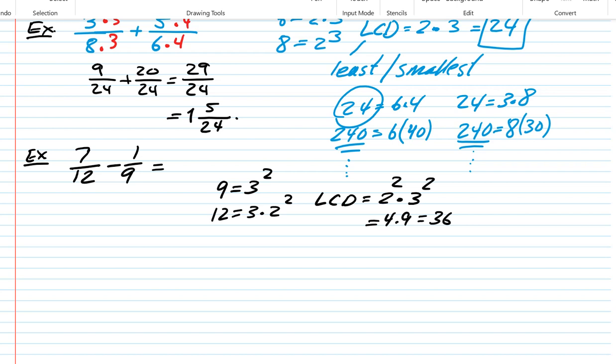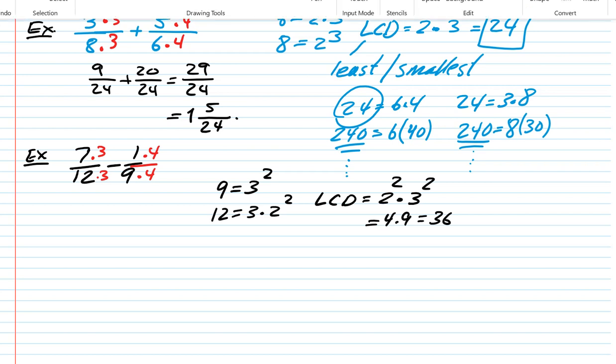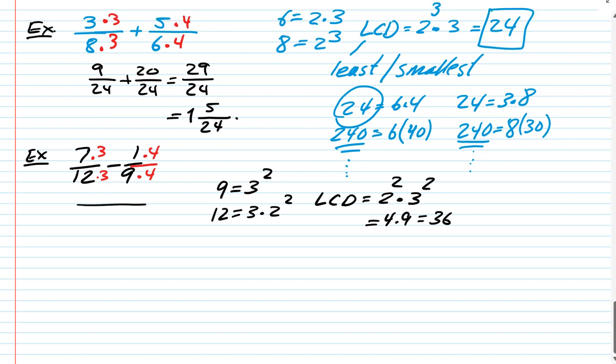I'm going to build these. Times 3, that gives me 36. And 9 times 4 is 36. True? So once we have the common denominators, let's combine. 7 times 3, 21, minus 4, that's going to be 17/36. So there we have the answer to each one of these. And hopefully you find this, again, easy to follow.